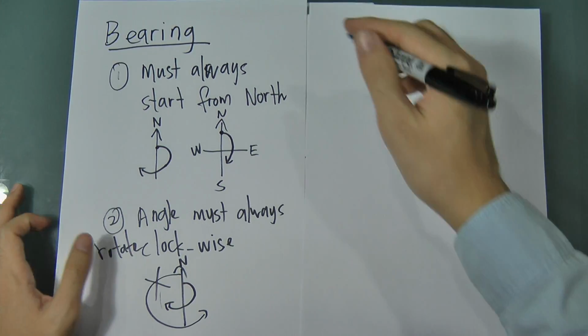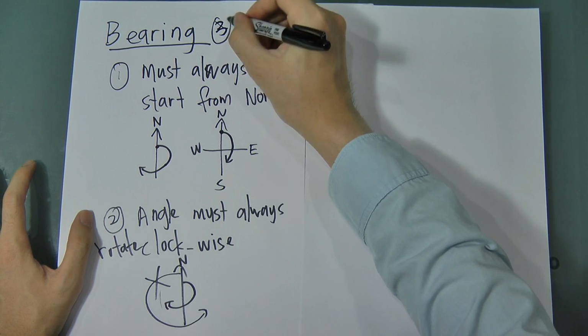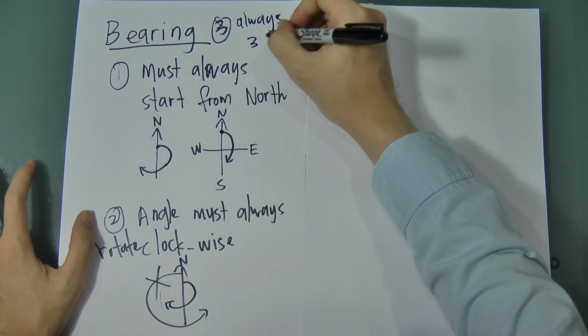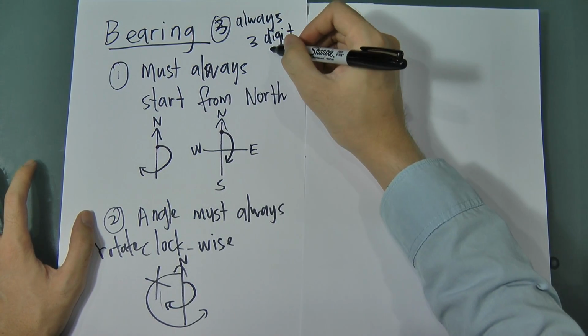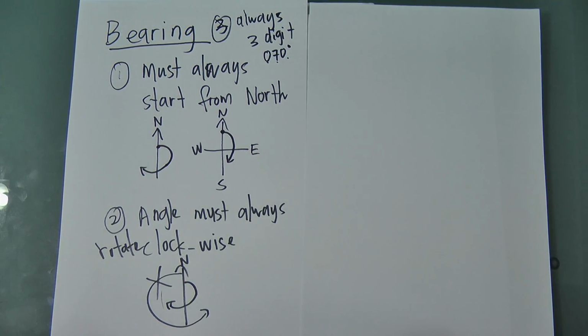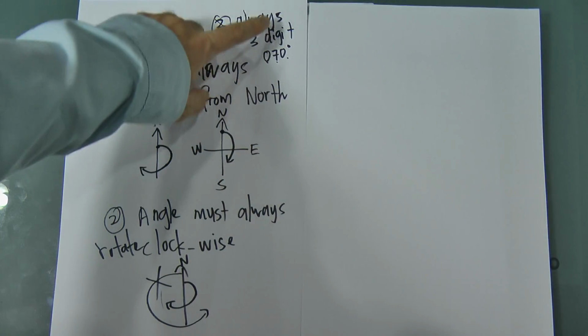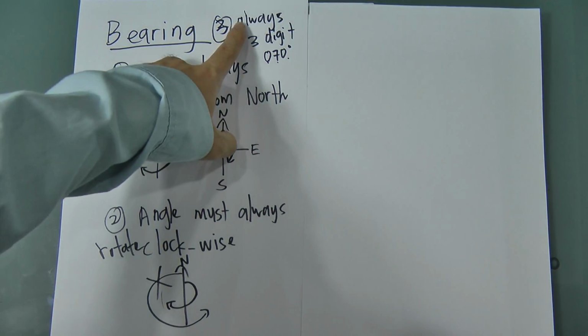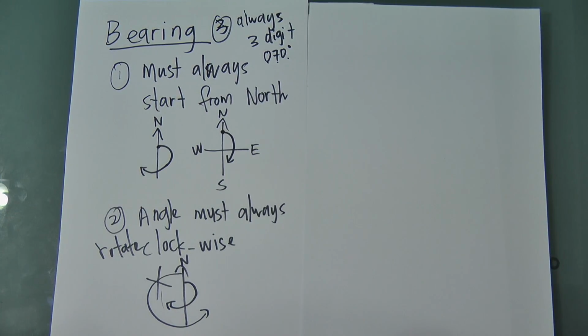The third piece of information is bearing is always three digits. It means even if you got 70 degrees, you write 070. See, 1, 2, 3. Must always be 3 digits. However, because this only comes out in paper 1, you don't need to care about 3 digits, because paper 1 is multiple choice. You will have the answers to choose from, so you don't need to worry about this one. But this is just important information for students who want to do bearing.